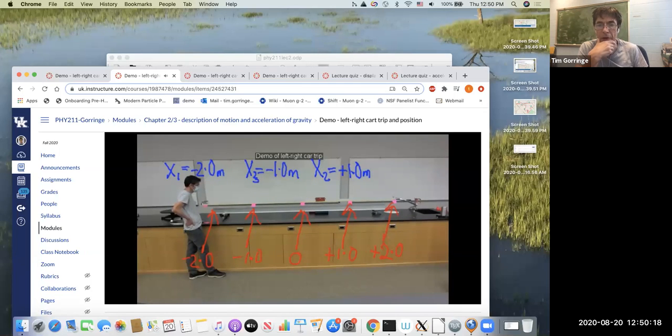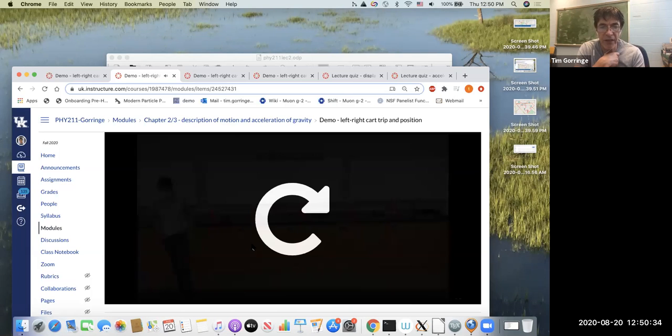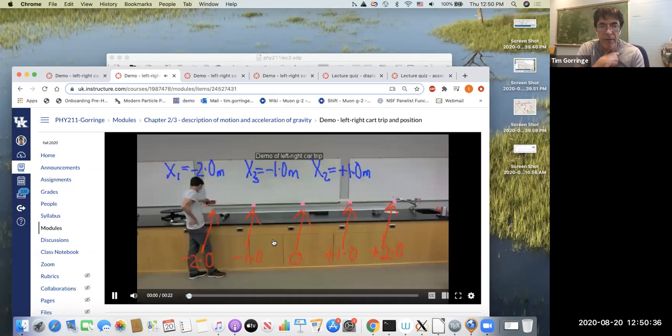This is the same motion, but all I've done is mark in blue, again with my 2-year-old writing, the location of the cart at different moments in time. And specifically, I'll play it again. X1 is the initial location of the cart, and it was at -2 meters.